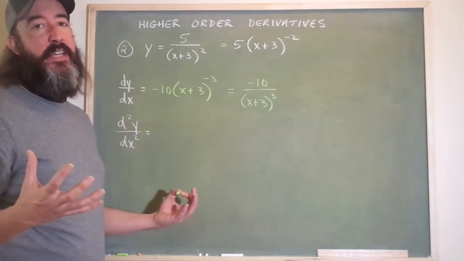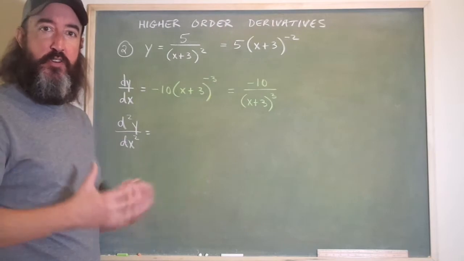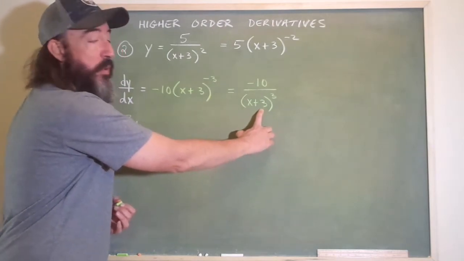All right, of course, to get the second derivative, we're going to get the derivative of the first derivative. If we used it in this form, we would need the quotient rule.